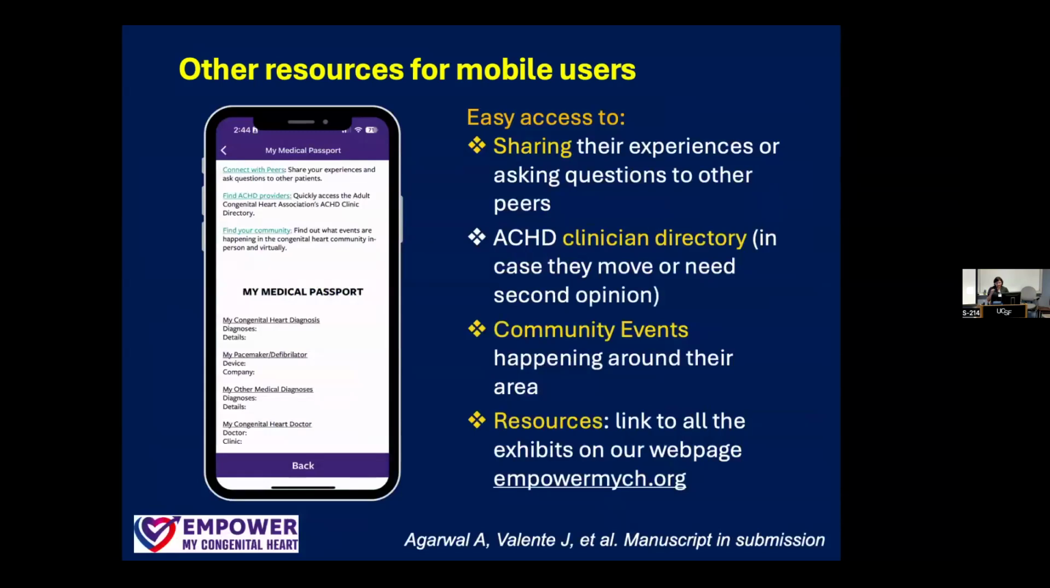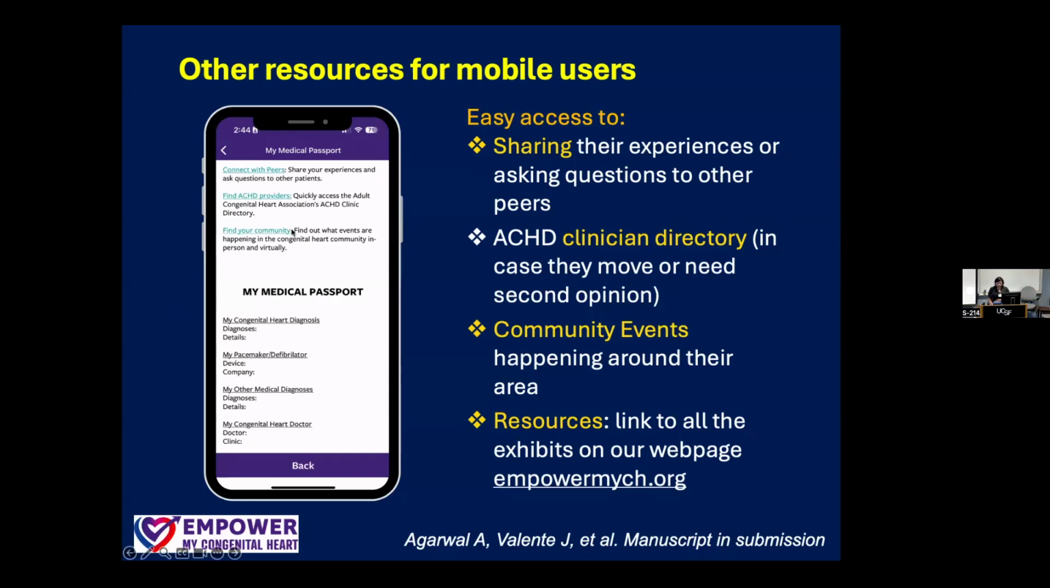With a single tap inside the mobile app, all the mobile app users can also have easy access to sharing experiences or asking questions to other peers. This is not a direct peer-to-peer chat box. This is just a questionnaire. These are all vetted by our research team and IRB before we share them out to other participants. They also have easy access to the ACHD clinician directory. ACHA, the Adult Congenital Heart Association, has put together a directory of all ACHD providers. So if patients move or are looking for a second opinion, they can easily find providers.